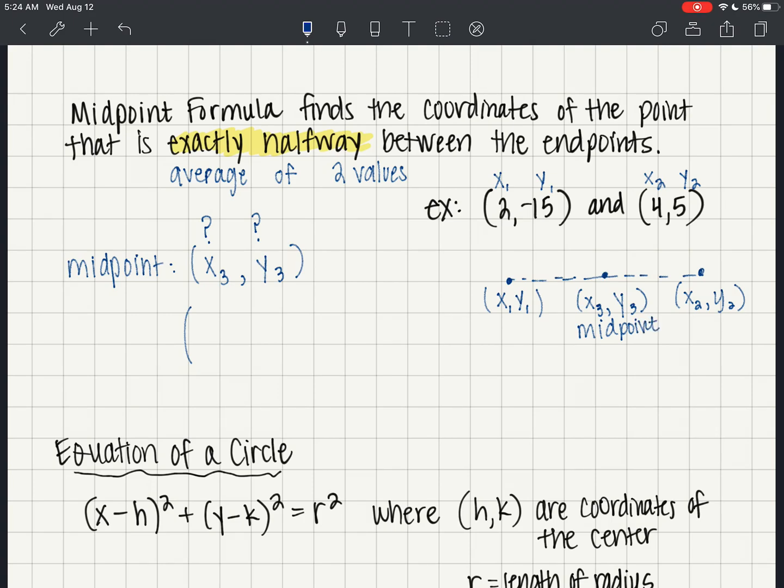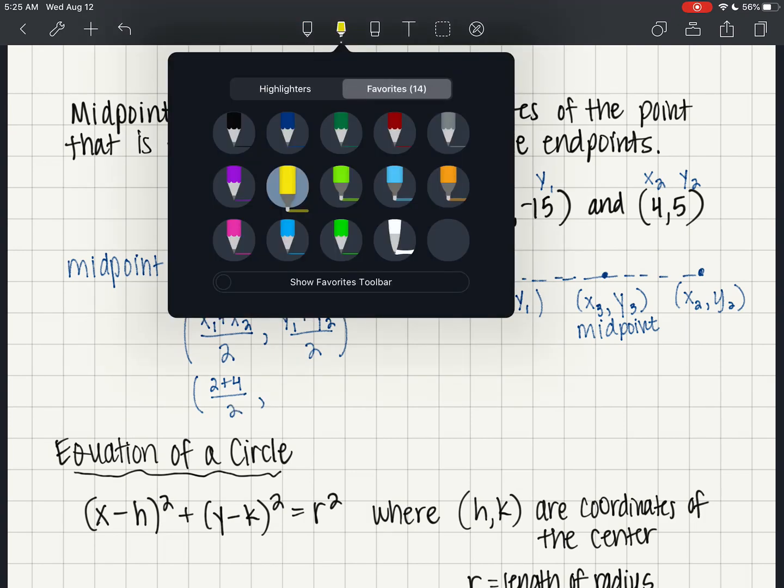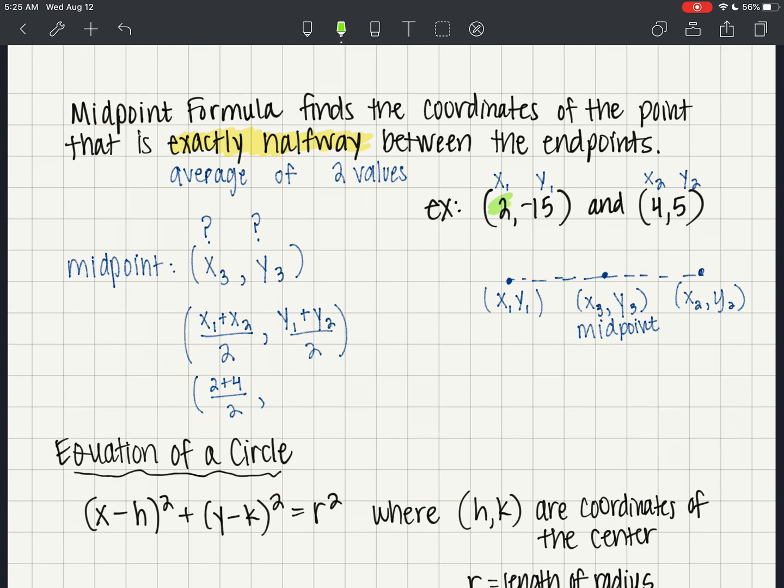It's an ordered pair. Well, how do we find that value of x3? Well, it's the average of x1 and x2. So x1 plus x2, to find the average, you add and divide by 2. Same thing with the y's. You're going to add and divide by 2. So for this midpoint, we're going to have 2 plus 4 divided by 2. Let me highlight that for you so that you can see. We're going to take the x's, 2 plus 4, and then we divide by 2.